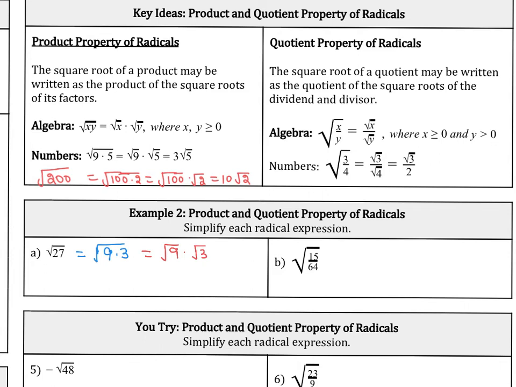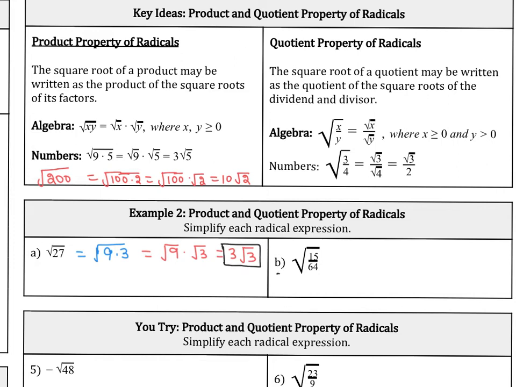Square root of 9 is 3, so you're going to write 3, and the other square root of 3 remains as it is. So square root of 9 is 3 and square root of 3 remains as is. So our answer should be 3 square root 3 times square root 3.